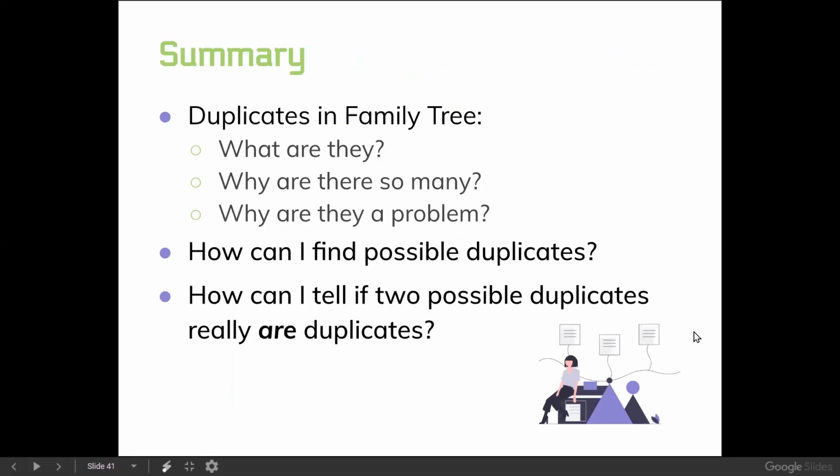So by way of summary, we talked about duplicates in Family Tree, what they are, why there are so many, and why they're a problem. We went through automated and manual methods of finding possible duplicates, and then we also gave two examples of how you can tell if two possible duplicates really are duplicates.